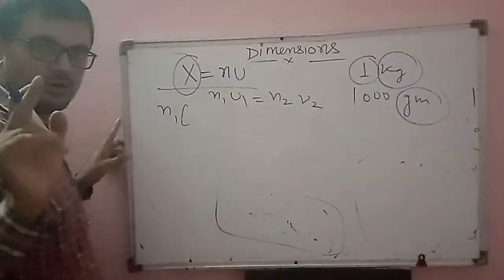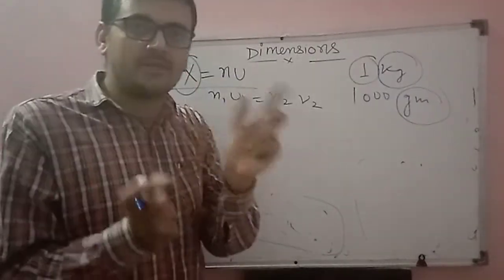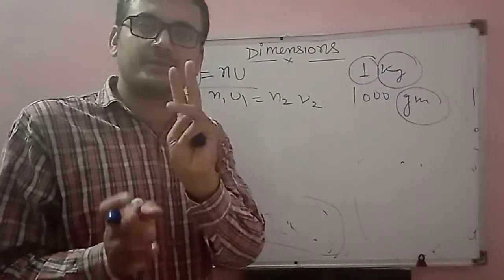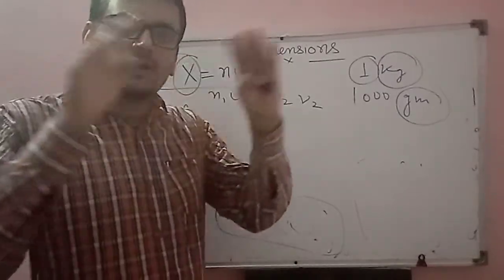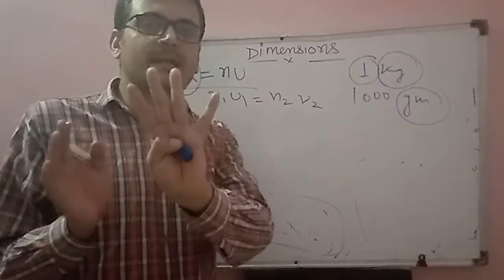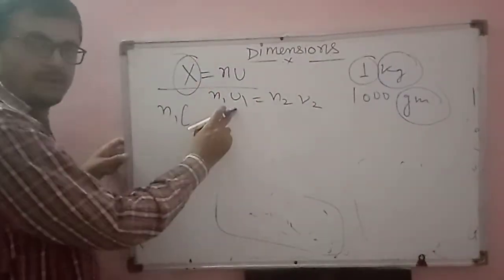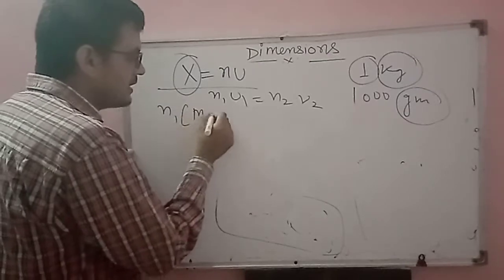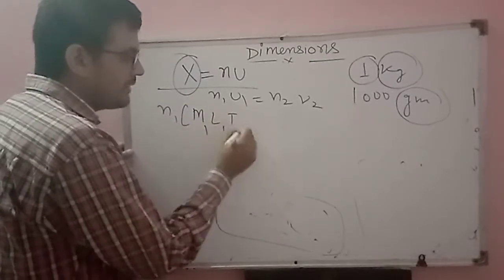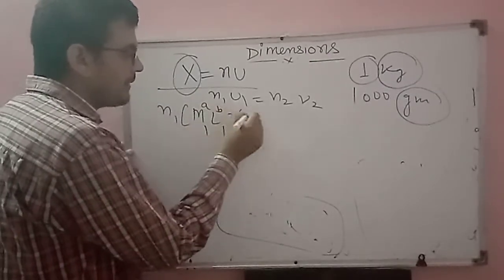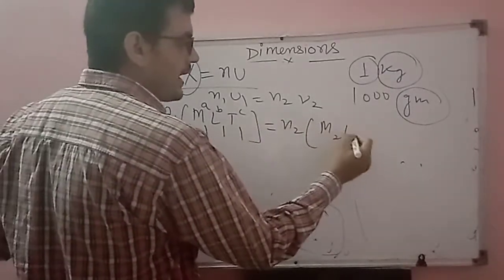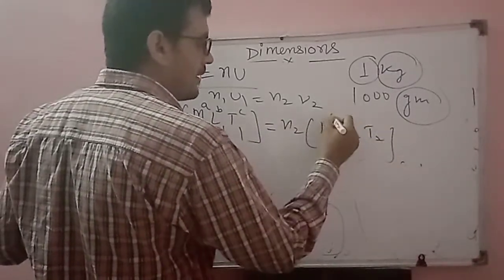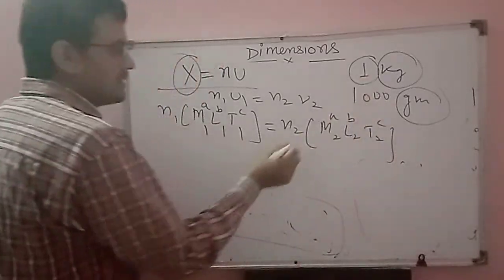I already told you, generally in fundamental physics we have only three fundamental quantities: mass, length, time. But when we take all the branches, then we take seven types of fundamental quantities. What are the three basic fundamental physical quantities? Mass, length, time. M1, L1, T1 power a, power b, power c. n2, M2, L2, T2 power a, power b, power c.